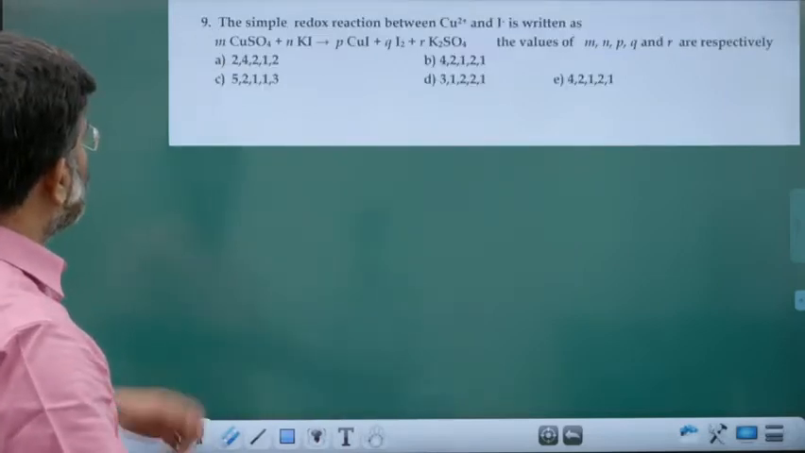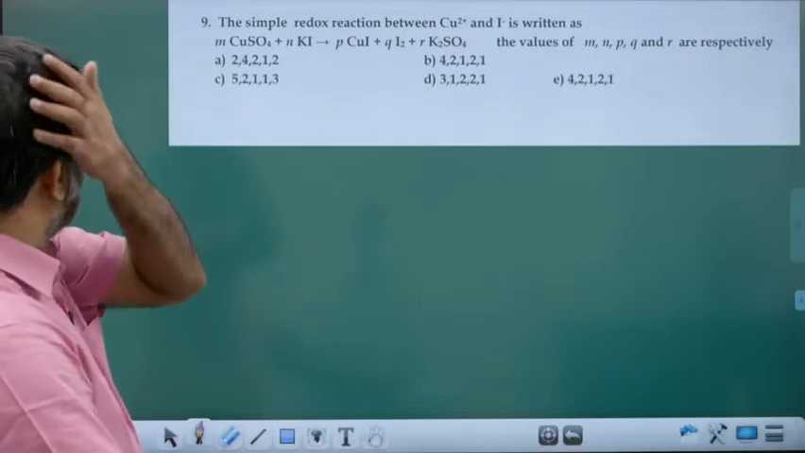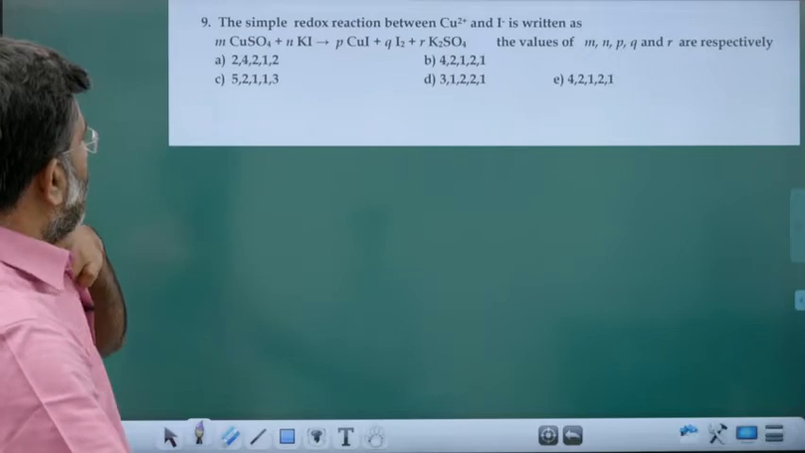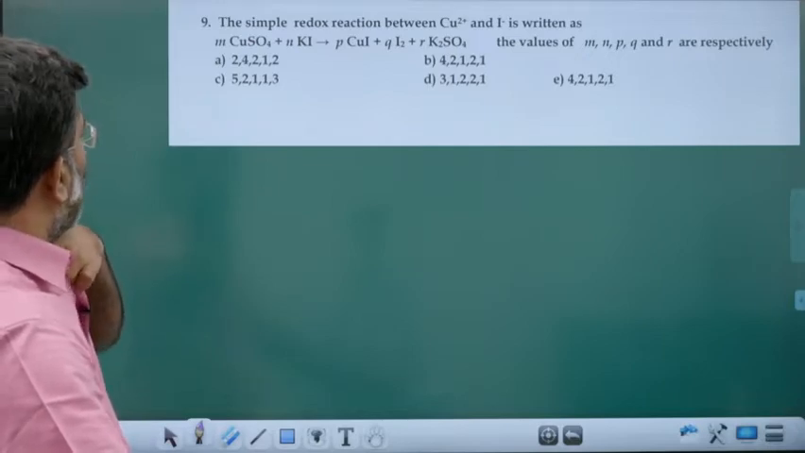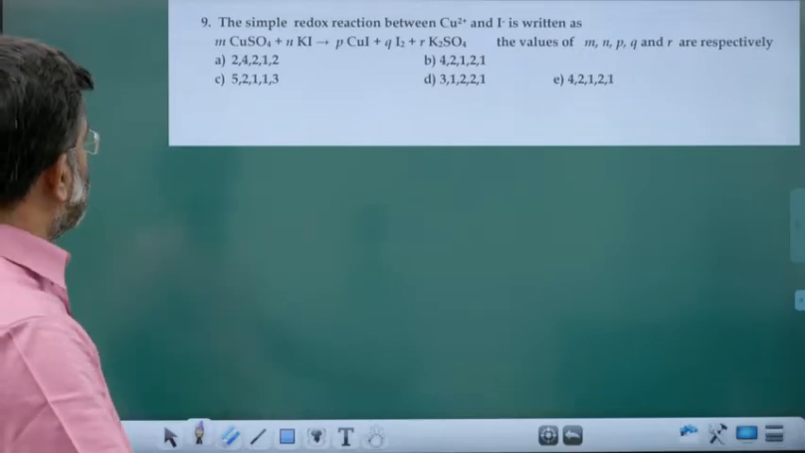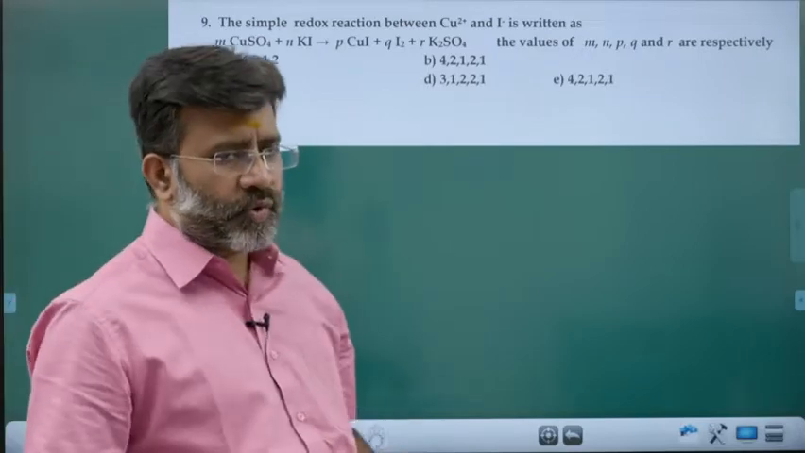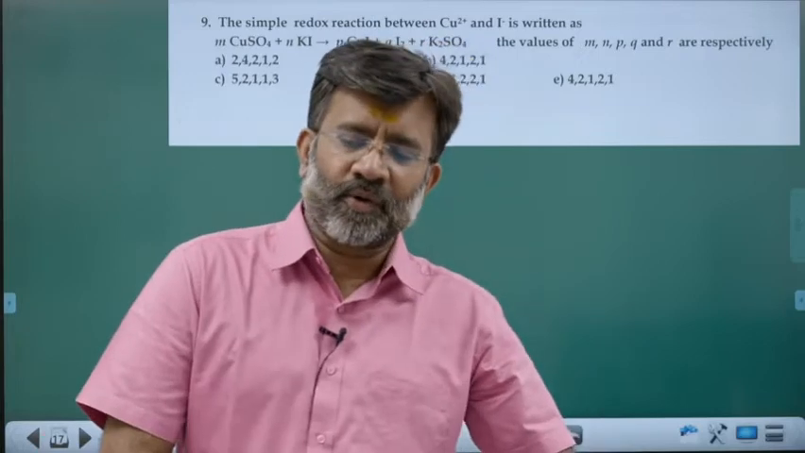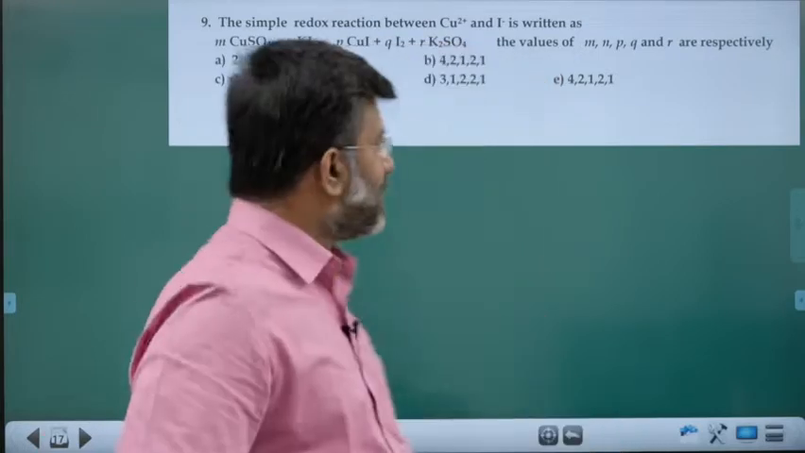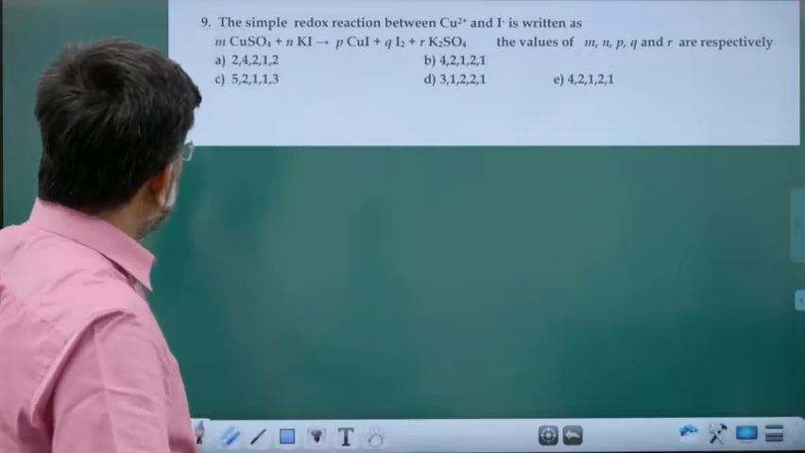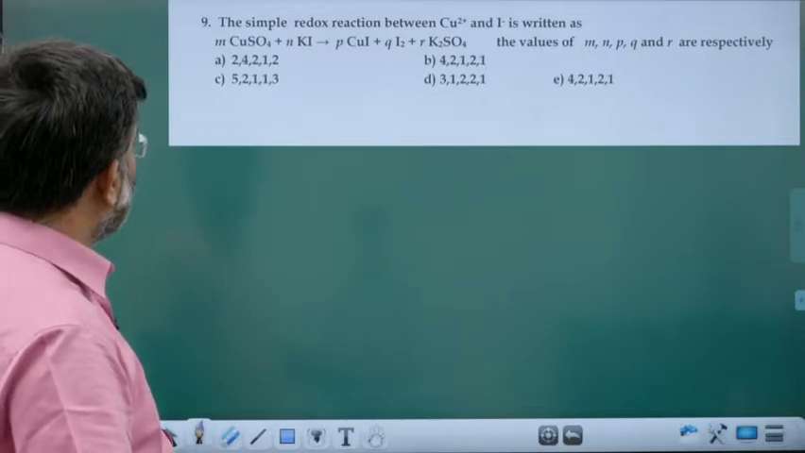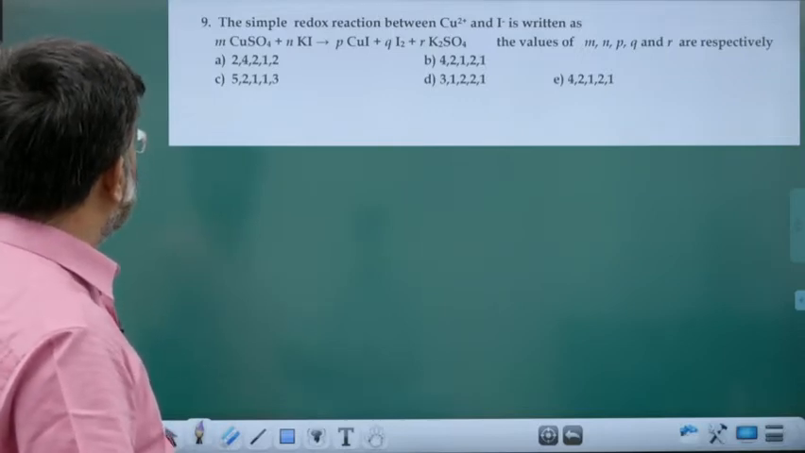The simple redox reaction between Cu2+ and I- is written like this. The values of M, N, P, Q, R are what is asked for. In such a question, it is very simple to go for reverse application also. There are some coefficients given. You can simply verify in which case the coefficients will match.